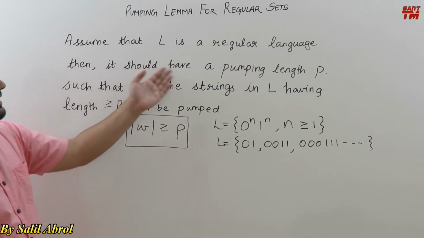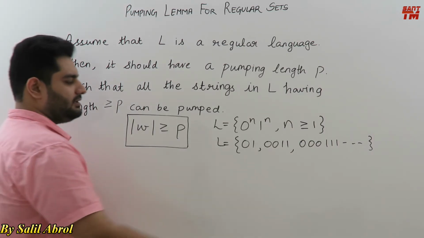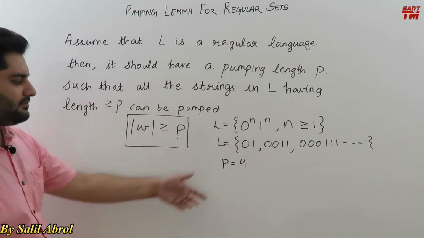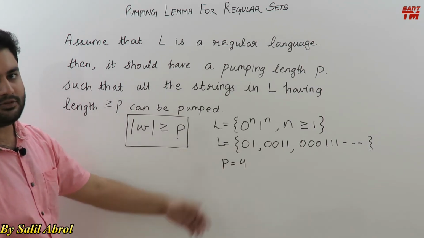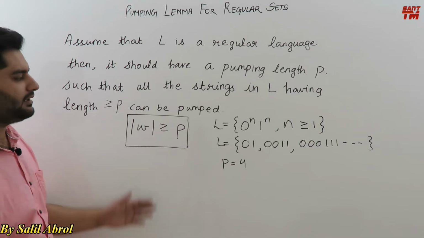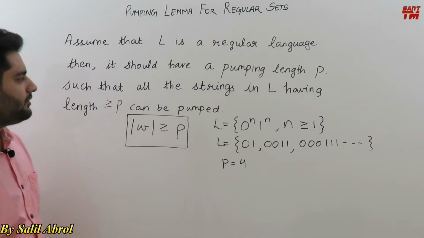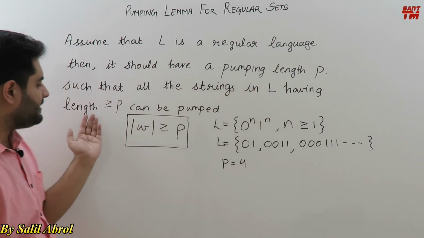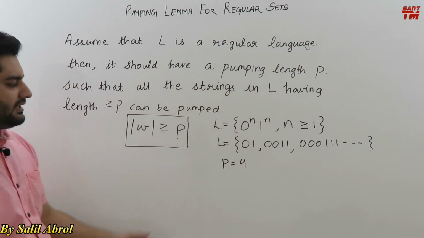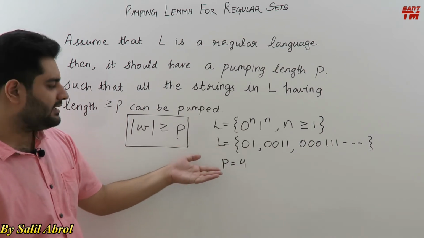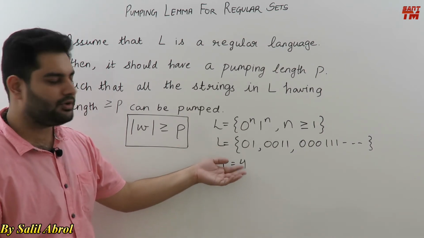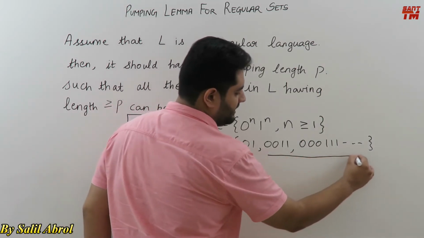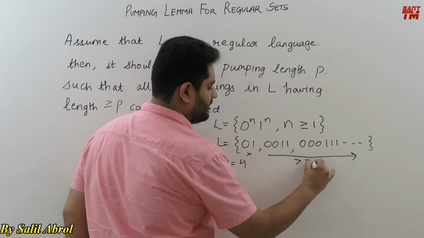Now it is saying it should have a pumping length P. Let us decide P is equal to 4. This will also be an assumption. We have assumed the pumping length to be 4. So if P is equal to 4, then the point is saying that all the strings in L having length greater than or equal to P. What are the strings in this language that have length greater than or equal to 4? These strings. Leaving this string, all the strings after this string will have length greater than or equal to 4.